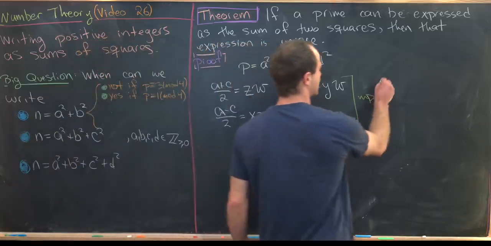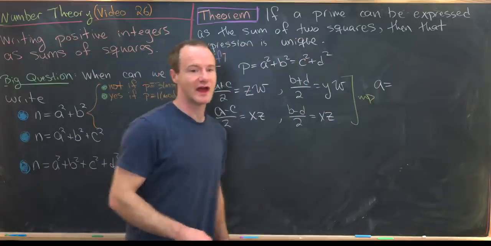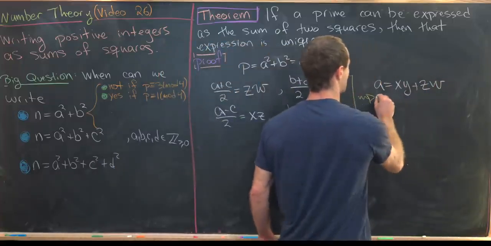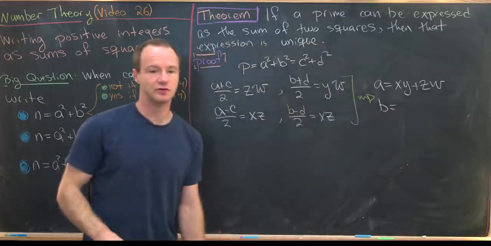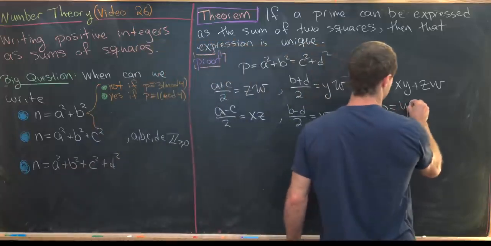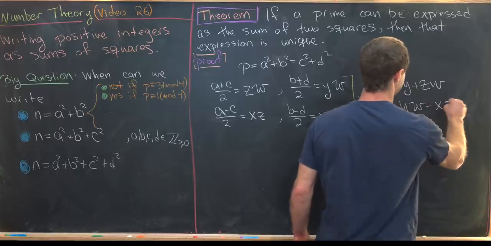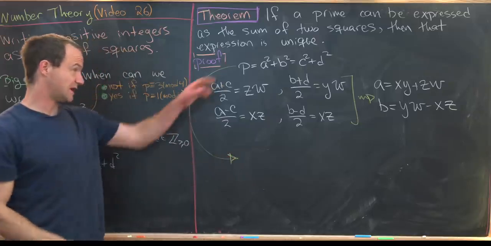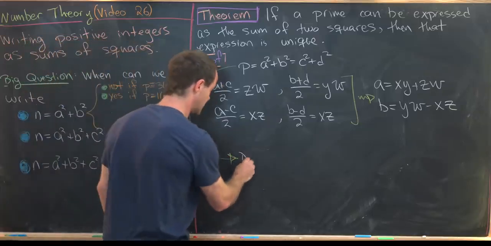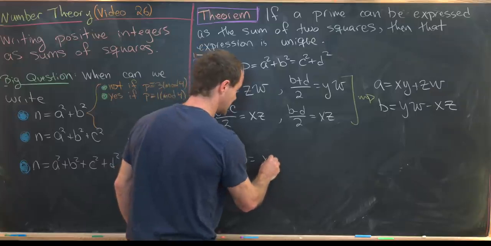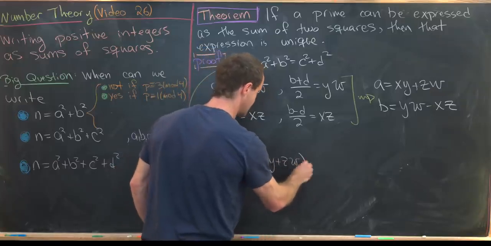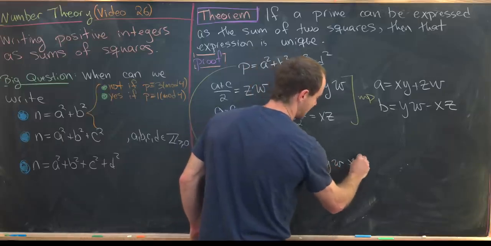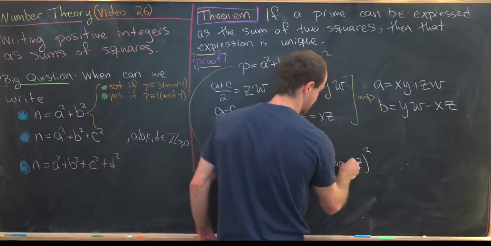So doing that, we'll get a is equal to xy plus zw. And then we'll get b is equal to yw minus xz. And now let's throw that into our expression for p as a squared plus b squared. So we have p is equal to xy plus zw quantity squared plus yw minus xz quantity squared.